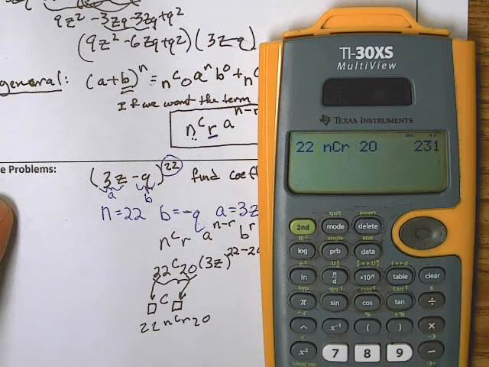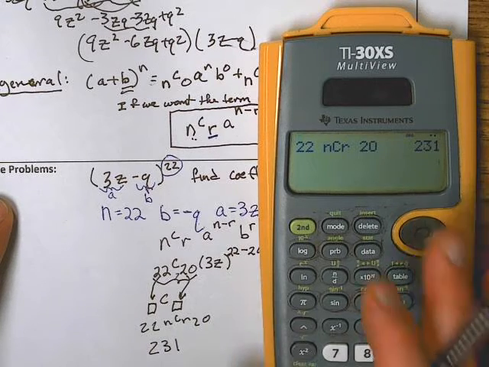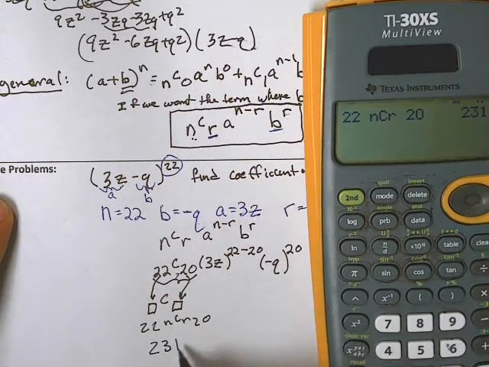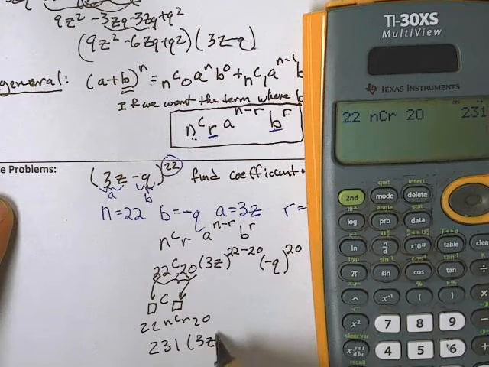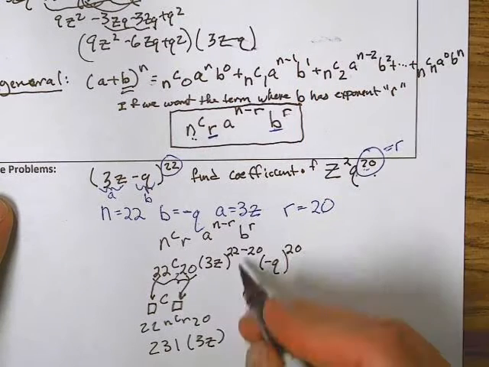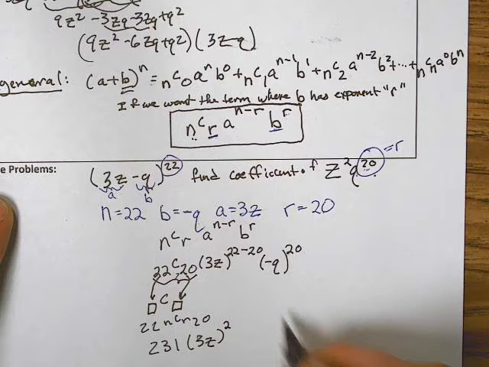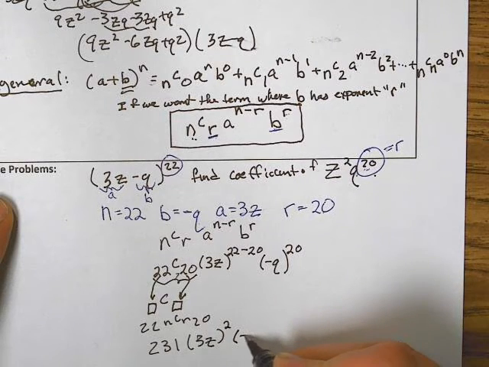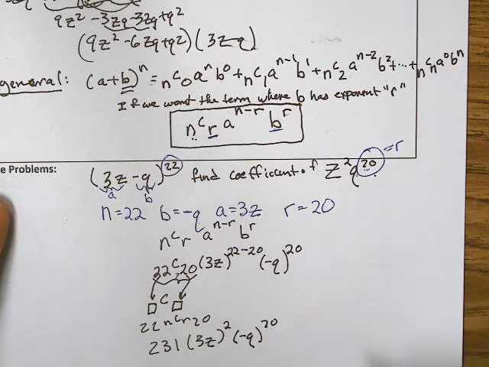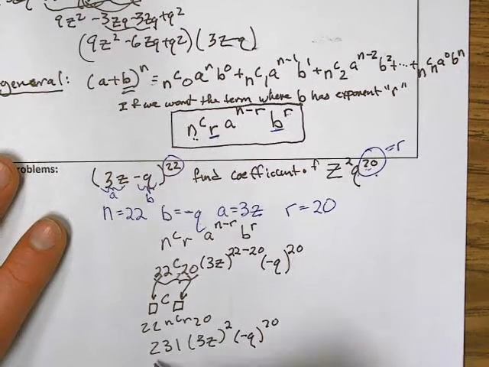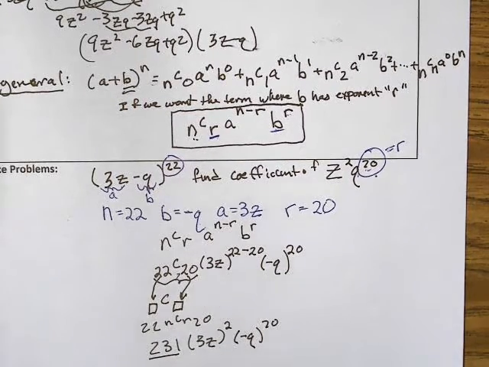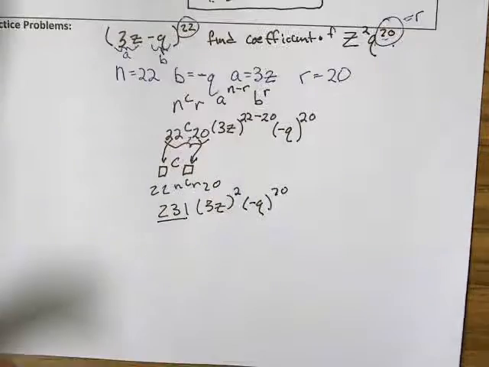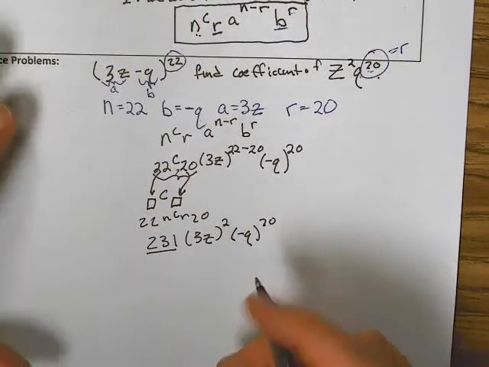All right. So I have 231 just for this part. Then it's going to be times 3z, and then I have to do 22 minus 20, that's 2, right? 22 take away 20 leaves that exponent to be 2, and then I have negative q to the 20th. So now you're still not done. Some students will say, oh, my coefficient is 231, but it's not 231. You're really not done yet.